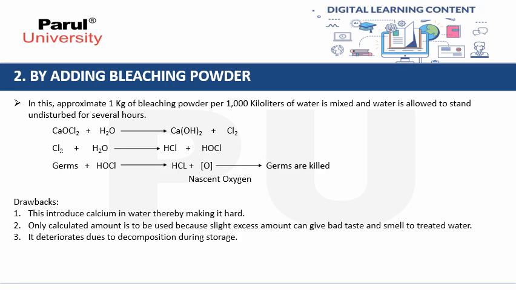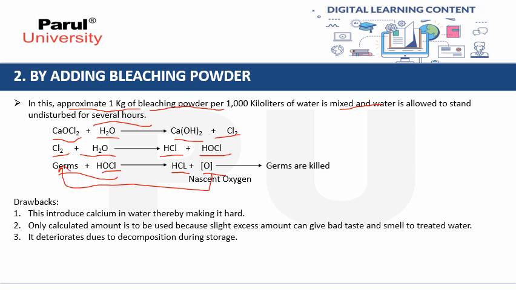Second, by adding bleaching powder. In this method, approximately 1 kg of bleaching powder per 1000 kiloliters of water is mixed with water and then allowed to stand undisturbed for several hours. So, the calcium hypochlorite will react with water to form calcium hydroxide and chlorine gas, and the chlorine gas generated in water reacts with the water to form HCl and HOCl. This hypochlorous acid will then react with germs and kill the germs, because this hypochlorous acid will break into HCl and nascent oxygen. This nascent oxygen is responsible for killing the germs.